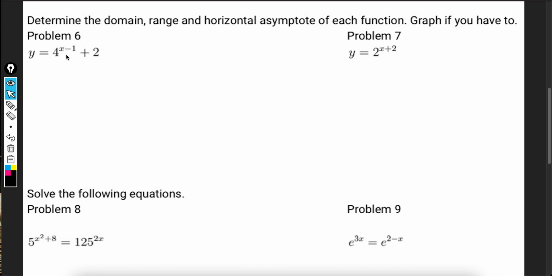Honestly, I'll start by saying the easiest way to do this is to put this into your graphing calculator, or if you have the app called Desmos, which is another graphing calculator on your smartphone, that would be the easiest way just to see where the asymptotes are. But if we're going to do this by hand, let me just break this down.